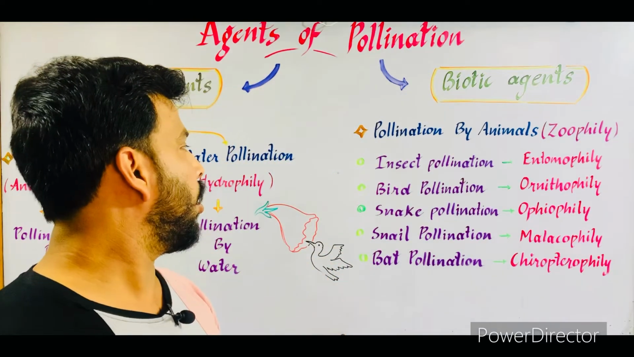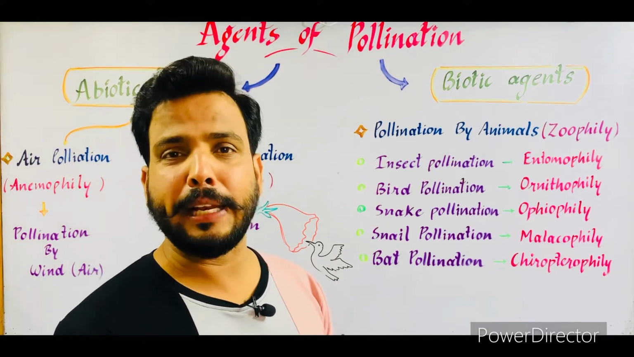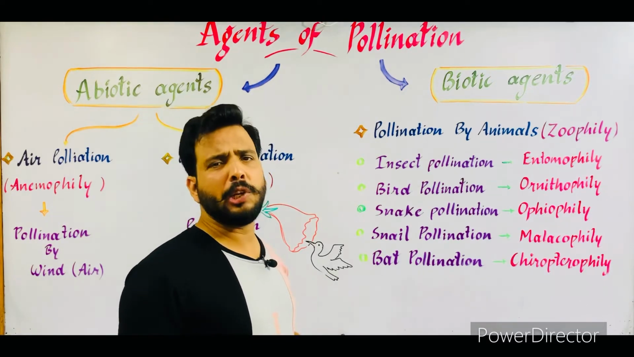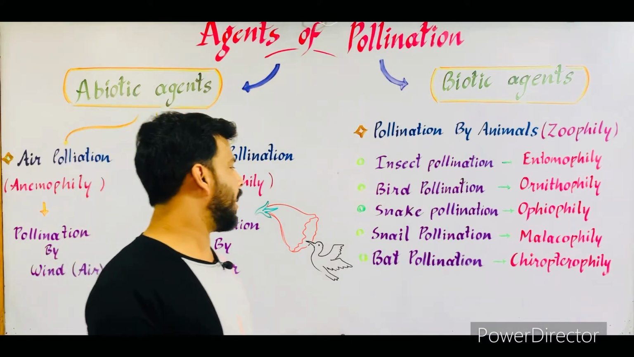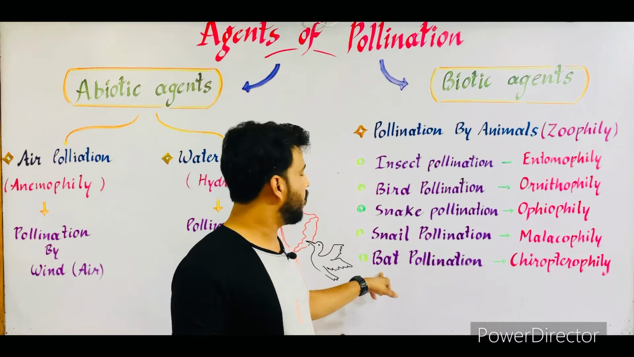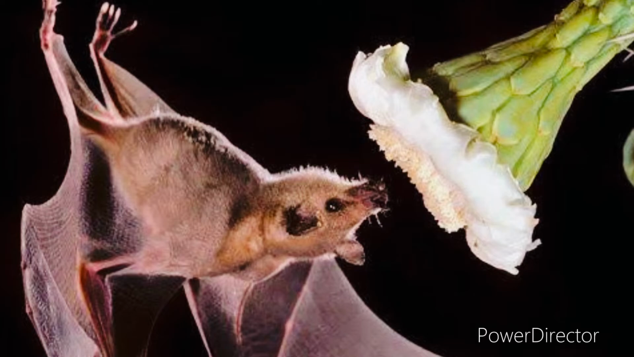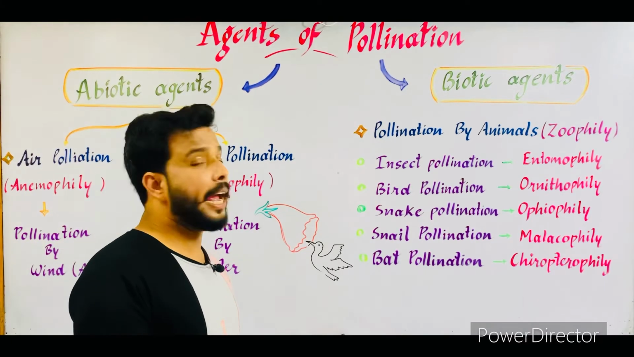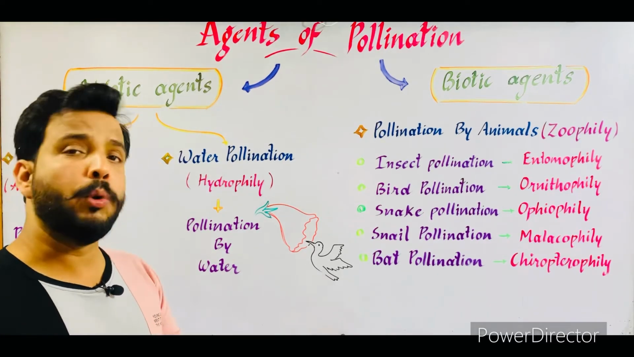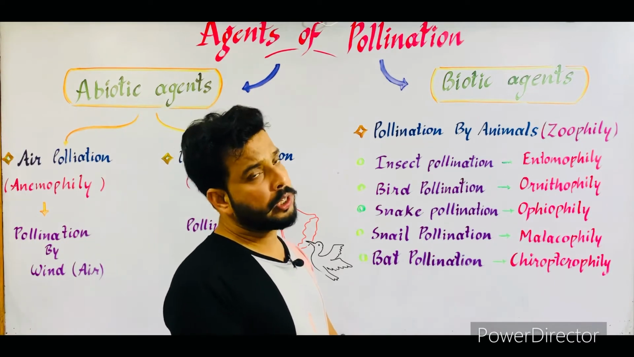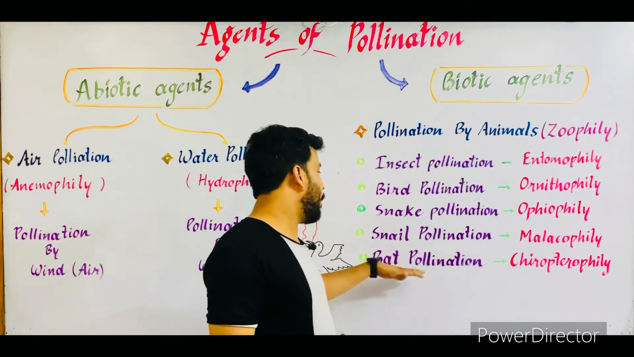Now the last one is bat pollination. Bat is Pteropus medius, an animal. Bat is especially a nocturnal animal, as we know. When the pollen grains move from one flower to another with the help of a bat or Pteropus, then this type of pollination is known as bat pollination. Examples of bat pollination are Bauhinia and Anthocephalus. Anthocephalus is known as Kadamb in Hindi. In biological terms, the term chiropterophily is used for bat pollination.